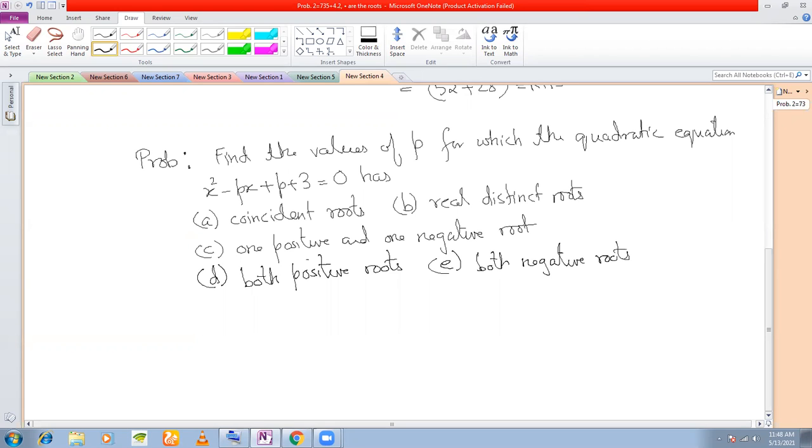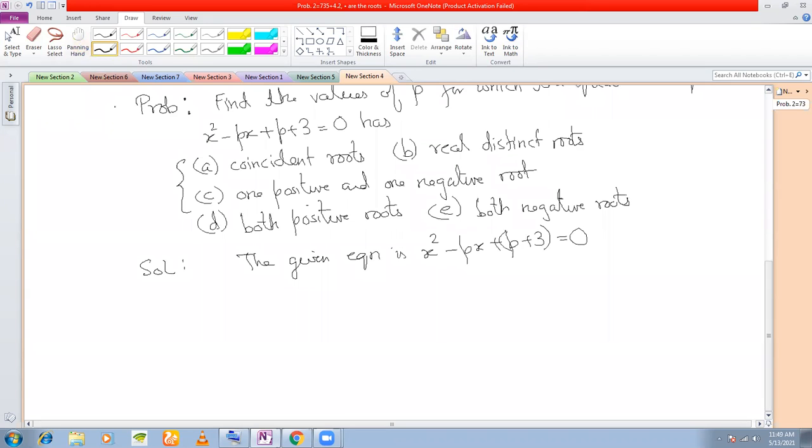Okay, now in this question, these 3 questions you will find in your exercise, but the D and E part you will not find. D and E part, those I have added. So let us start this question. See, the given equation here is x square minus px plus p plus 3. Let us put p plus 3 in brackets because it is a constant.